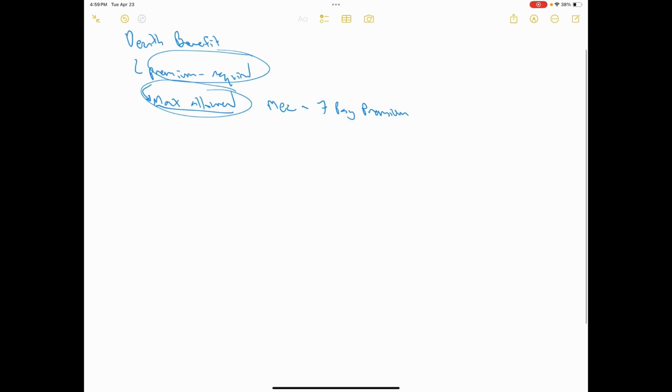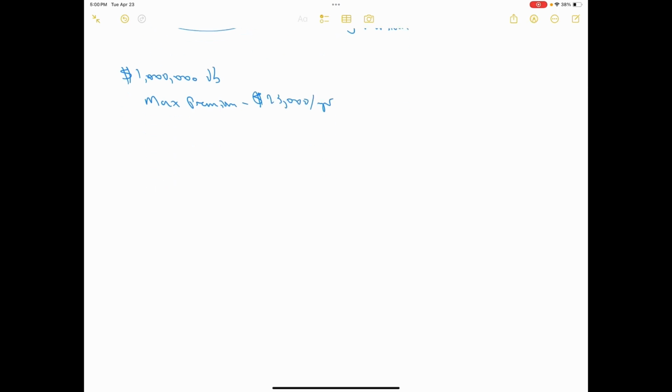I want to look at an example that kind of gives you some numbers to quantify how this might work. So let's say that you have a whole life policy that has a $1 million death benefit. And the maximum allowable premium for that is $25,000 per year. So what that would look like is you have a $1 million death benefit and you can put up to $25,000 into the policy each year and not create a modified endowment contract.